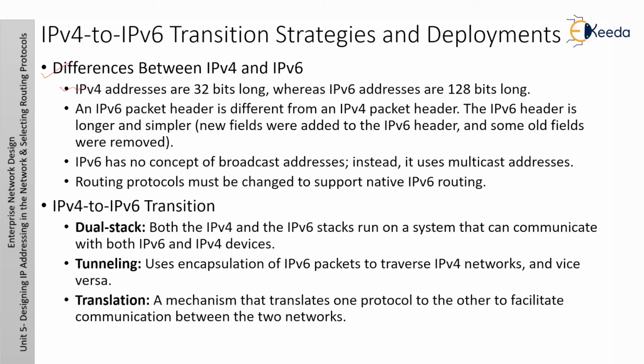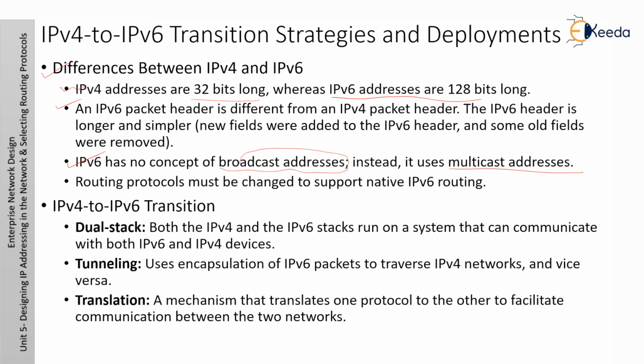IP version 4 addresses are 32-bit long, whereas IP version 6 addresses are 128-bit long. And the IP version 6 packet header is different from the IP version 4 packet header. The IP version 6 header is longer and simpler. New fields were added to the IP version 6 header and some old fields were discarded or removed. IP version 6 has no concept of broadcast address. Instead it uses multicast address.